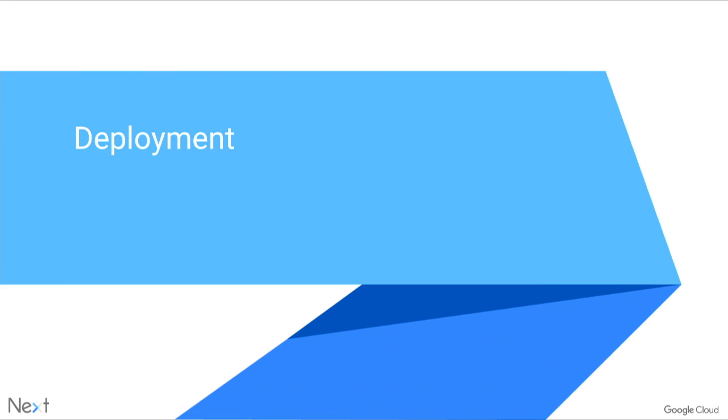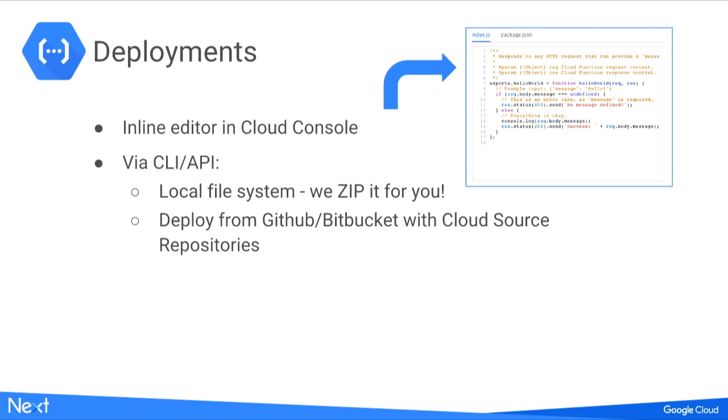Deployment I already touched on a little bit, but I want to walk you through how this works. So you can deploy inline. We have an inline code editor in the UI, or you can deploy via the command line or via an API. If you're deploying directly from your local file system, we'll zip it up for you without the dependencies, or with the dependencies if you want to send them with us for whichever reason you like. And we'll send it to the API and we'll run the build process from there.